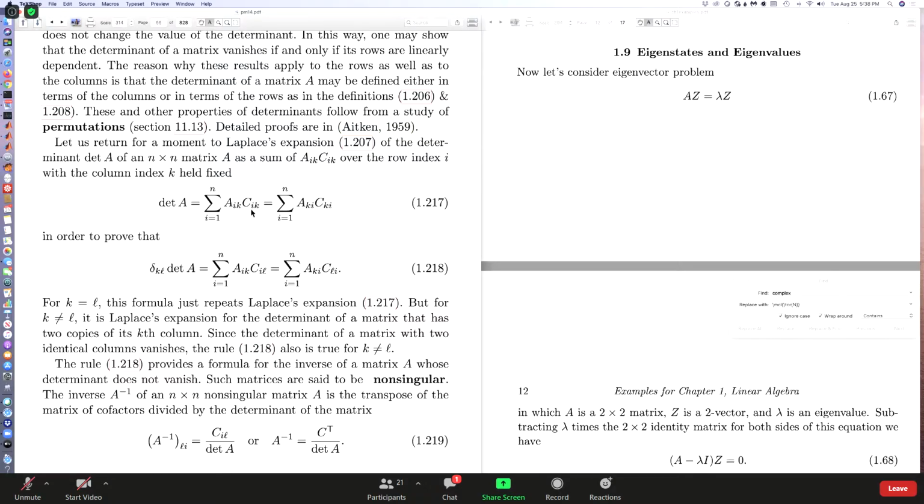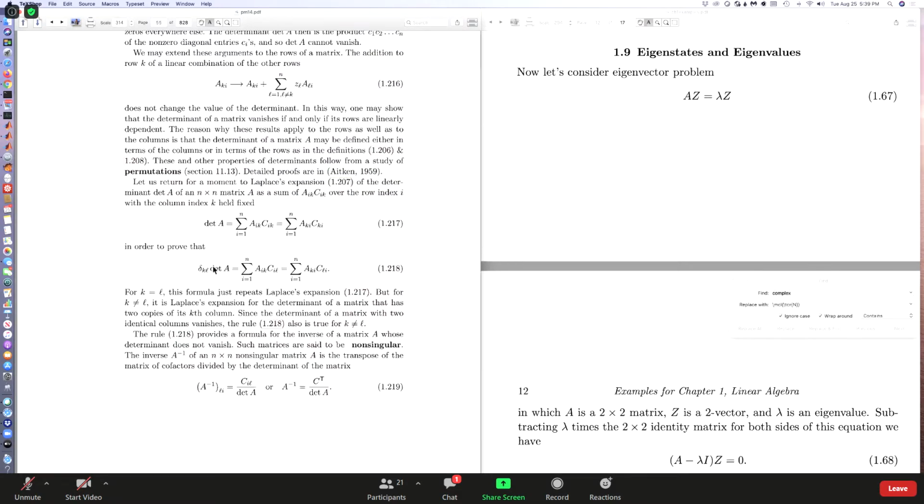So what we learned from that, we know that that's the determinant. What we learned from that is that if instead of doing IK, we do a sum IK, IL, where L is different from K, then what we've got is Laplace's expansion, but for a different matrix. And the different matrix is a matrix that has 2 copies of the kth column. And consequently, it vanishes. So we get 0 in that case.